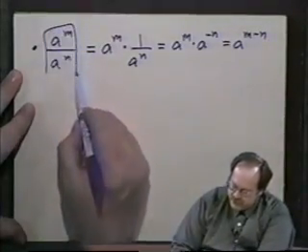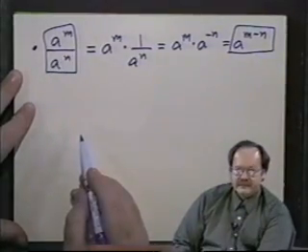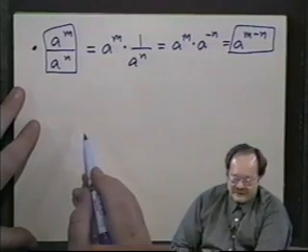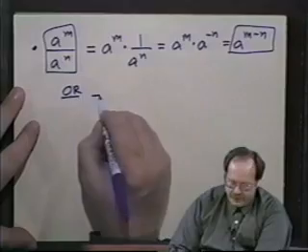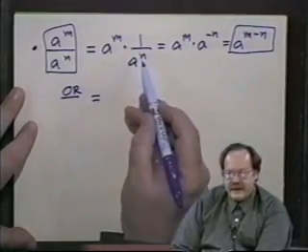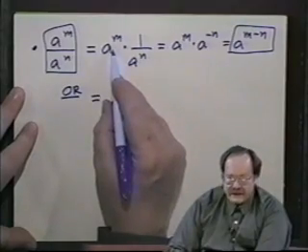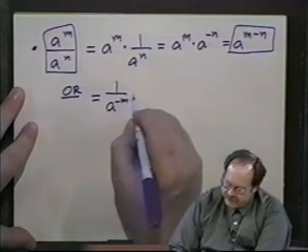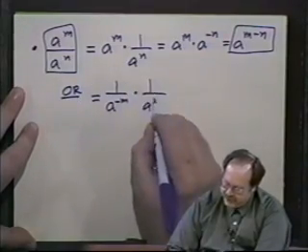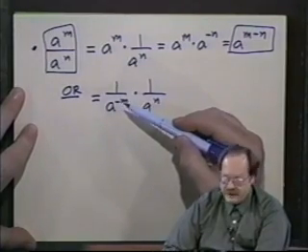So this first one becomes a to the m minus n. However, there's another way to think about this. So let me show you that other way. Instead of rewriting it as a to the m times 1 over a to the n, let me go ahead and move the a to the m down. Write this as 1 over a to the minus m times 1 over a to the n. So this first one is rewritten in a different way.